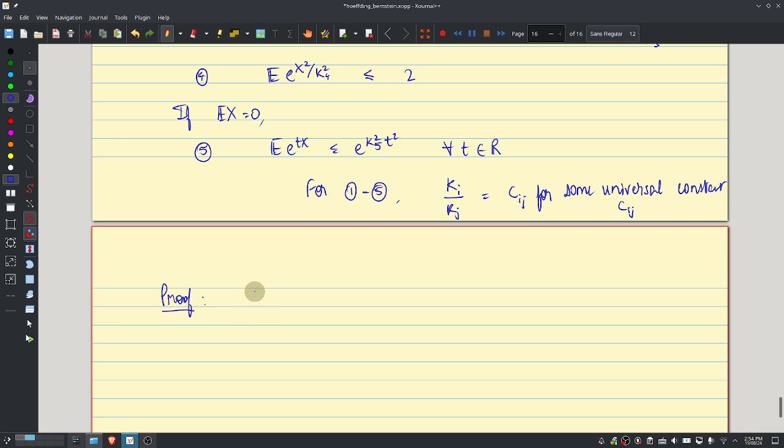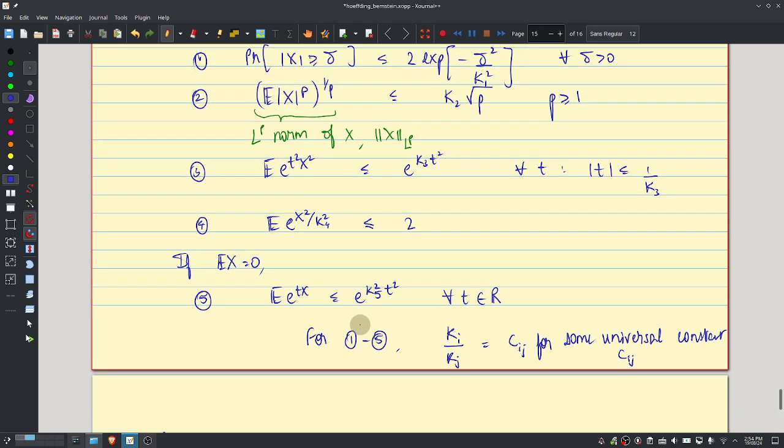Okay, so let's assume that the first property holds. I'll first try to show that if the first property holds, then the second property also has to be true. If a random variable satisfies this for all delta greater than 0, then it should also satisfy this for all p greater than or equal to 1.